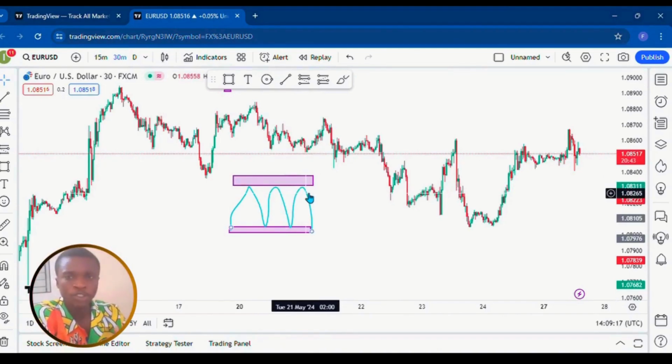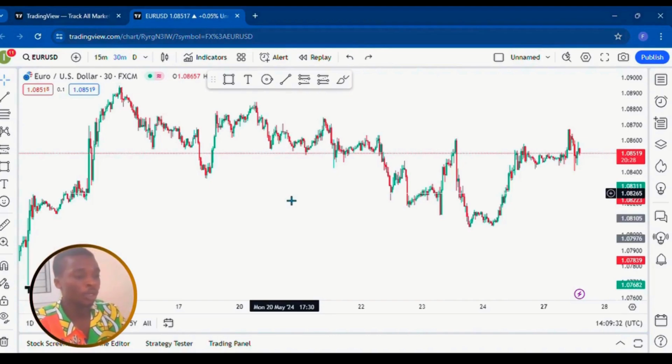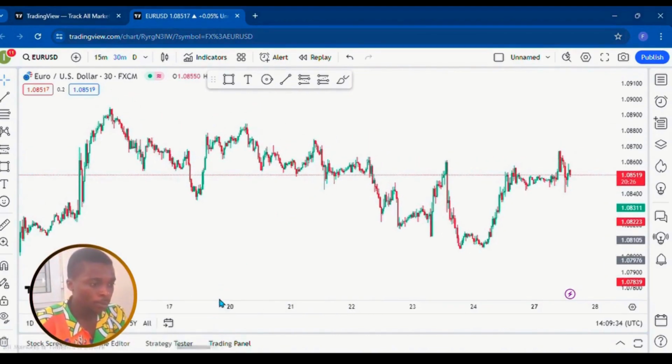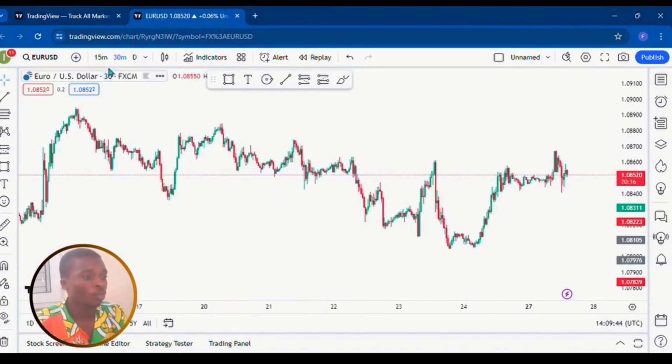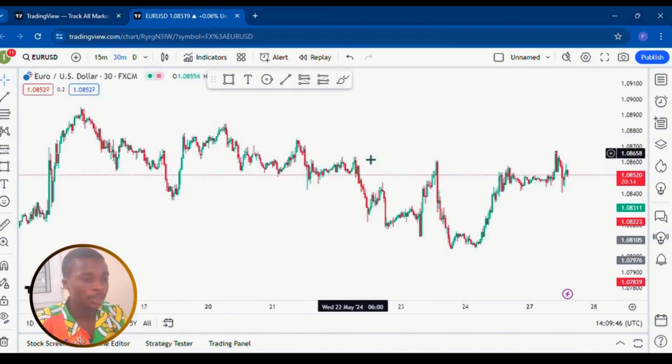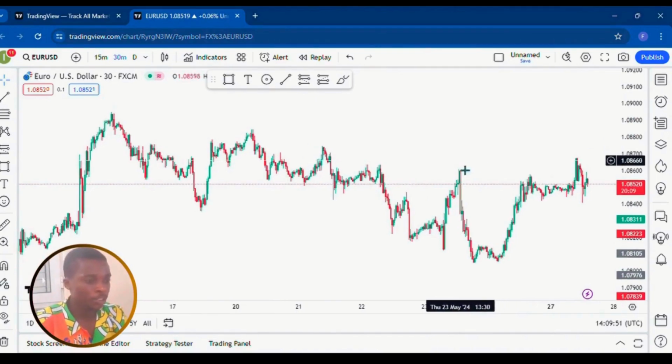I'm also going to show you on the chart how you can use them to identify the supply zone and demand zone to help you predict price movement. So without much being said guys, let me show you right on the screen. As you can see, I'm on the Euro USD pair, Euro US dollar pair. I'm on a 30 minutes time frame. This is a 30 minutes chart.